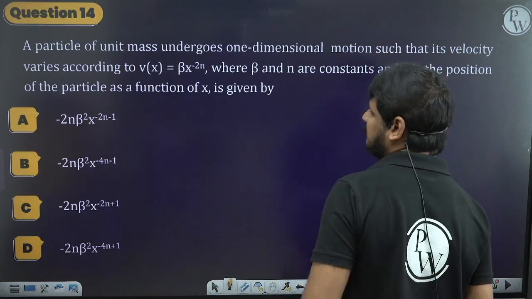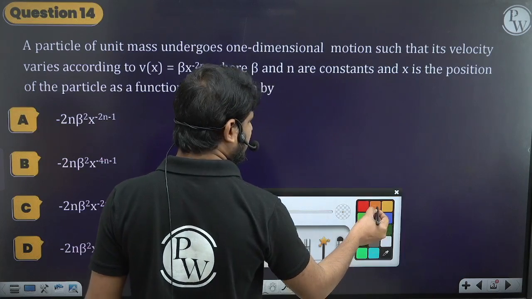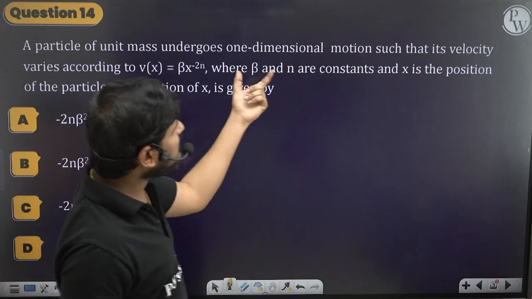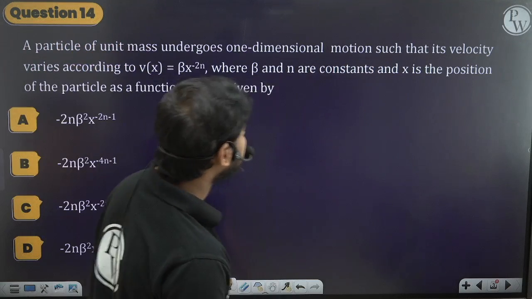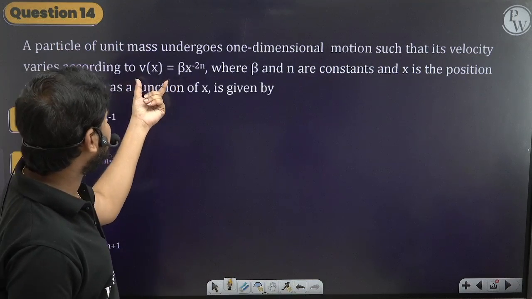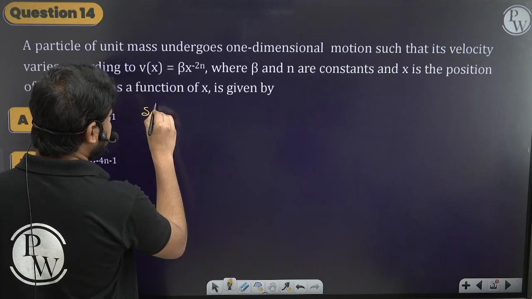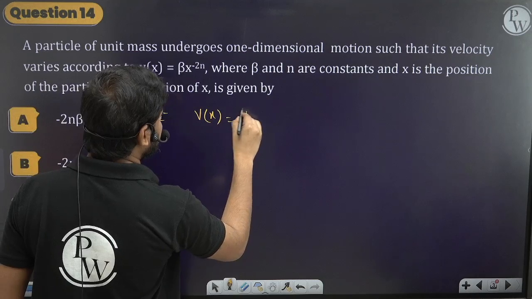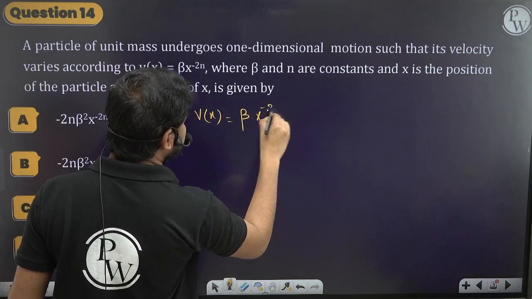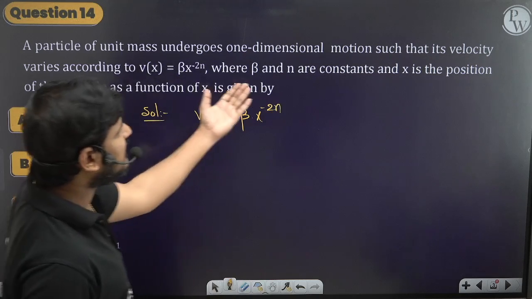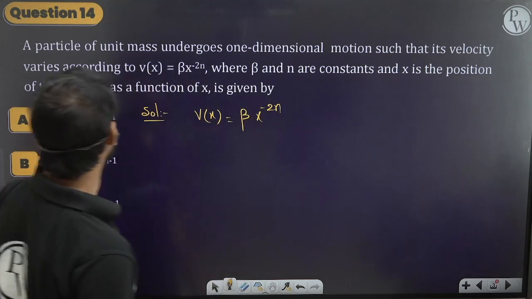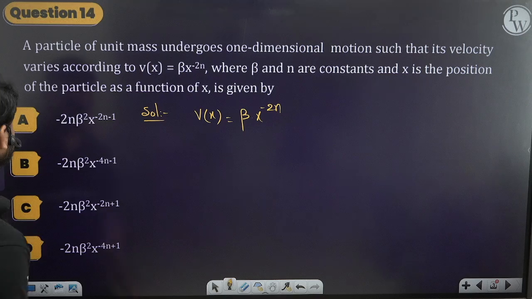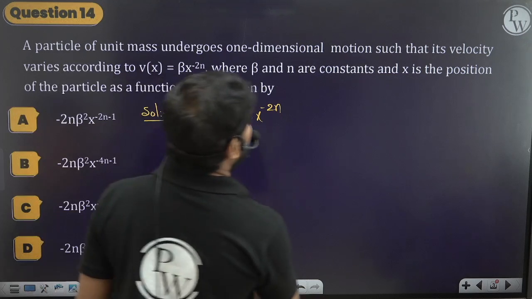First, let's see this question. What does the question say? A particle of unit mass undergoes one-dimensional motion such that its velocity varies according to v(x) = beta times x to the power minus 2n, where beta and n are constants and x is the position of the particle.